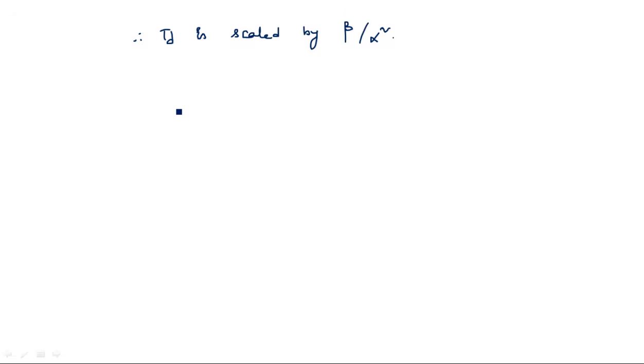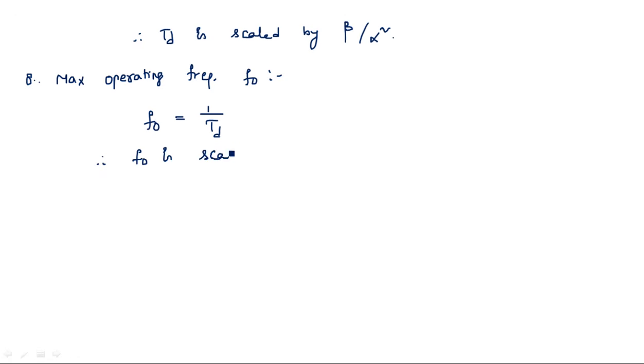Now, maximum operating frequency F0. We know F0 and time delay both are inversely related. So F0 is equal to 1 by Td. So the same scaling factor, just it got reversed. Therefore, F0 is scaled by alpha square by beta.